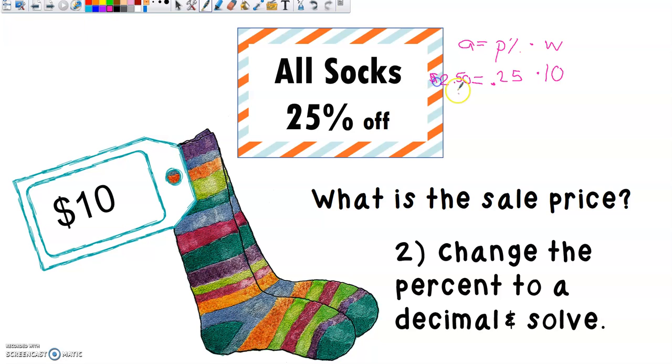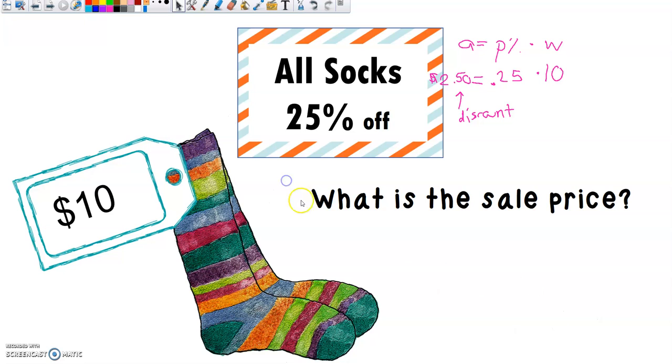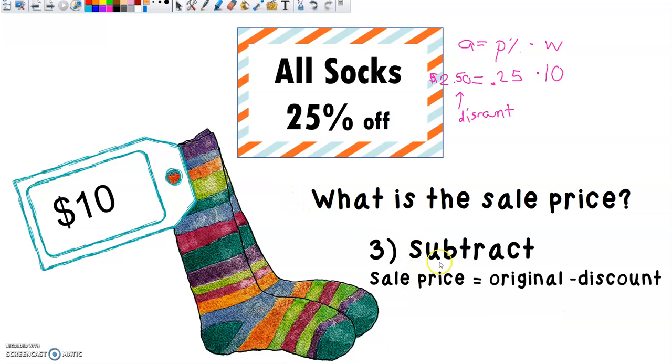So this is my discount, $2.50. This isn't how much I pay, this is how much I'm going to be taking off. So to find my sell price, I need to take my original price of the socks and subtract the discount. So the original price was $10 minus $2.50, which was my discount. And so my actual sell price that I'll be paying is $7.50. Your parents use this all the time, guys. This is incredibly important.